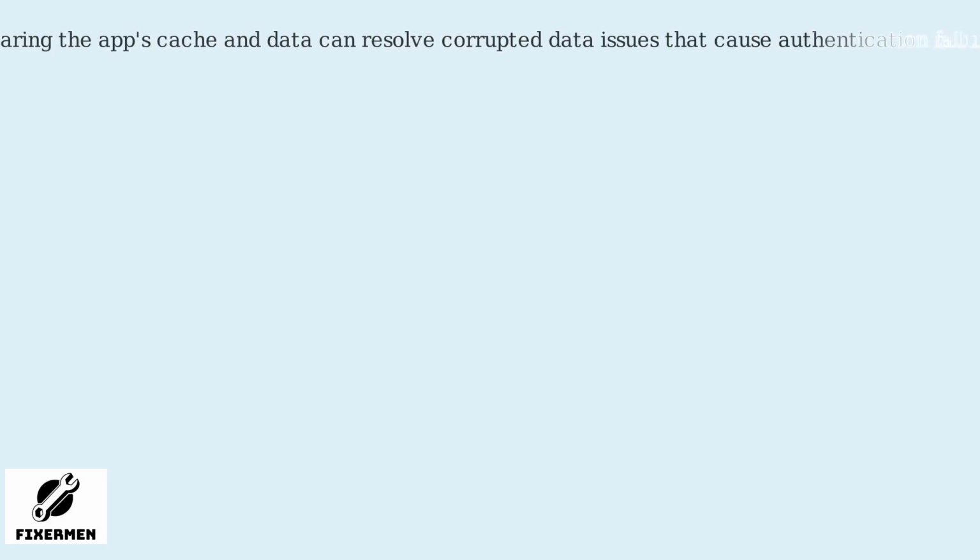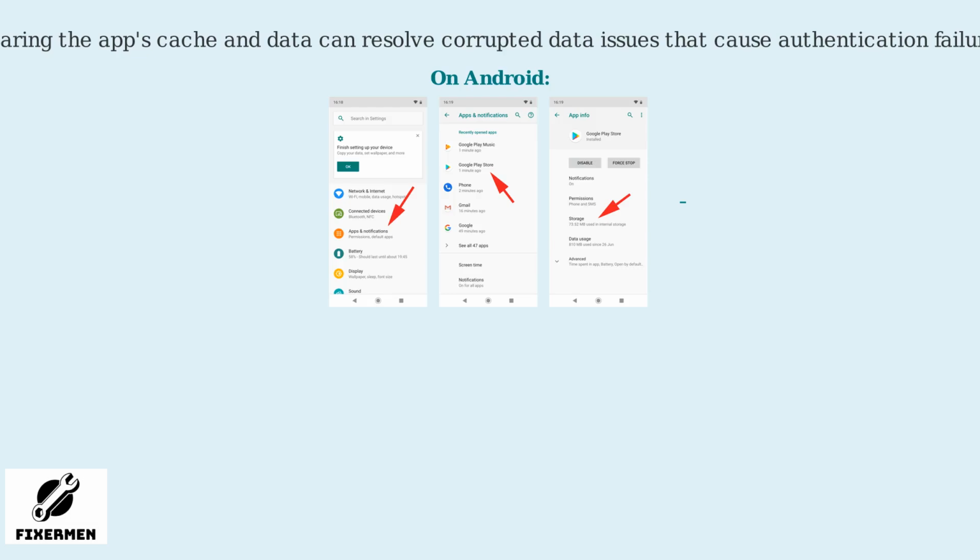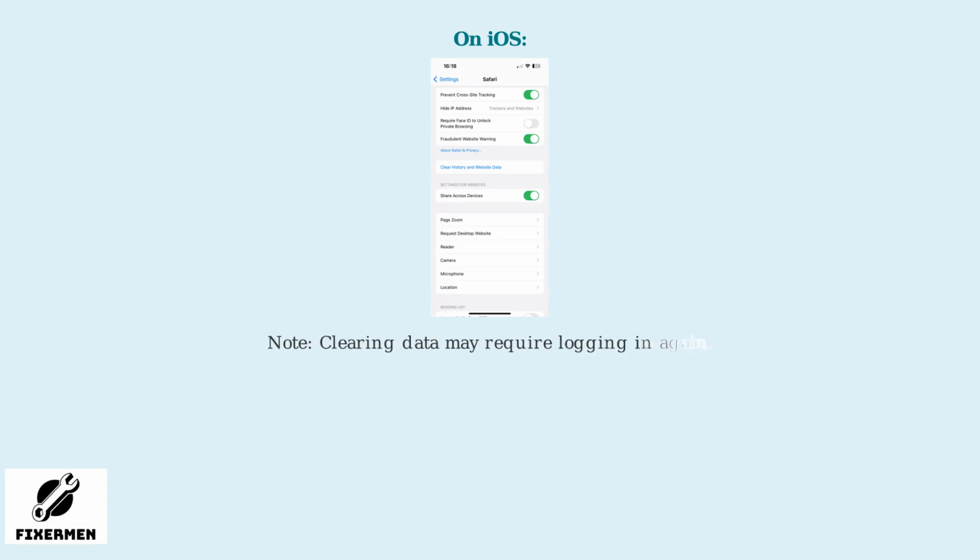Clearing the app's cache and data can resolve corrupted data issues that cause authentication failures. On Android devices, go to Settings, then Apps and Notifications. Find the Robinhood app in the list. On iOS devices, go to Settings, then General and Storage. Find Robinhood in the app list and offload or delete it to clear data. Note that clearing app data might require you to log in again.